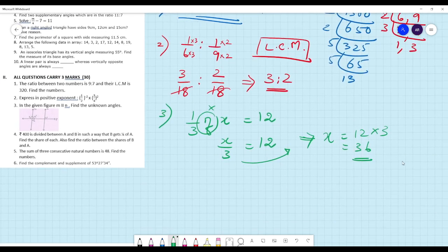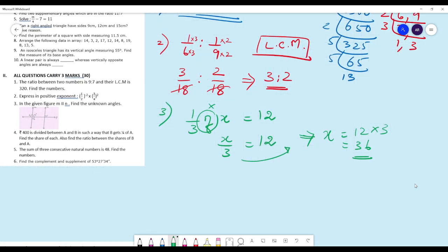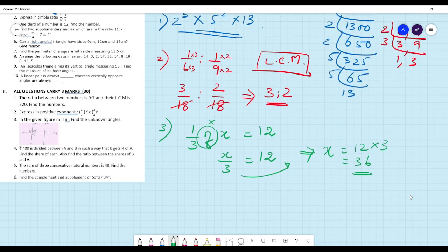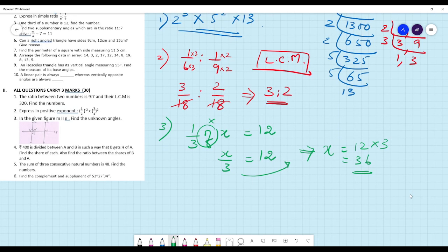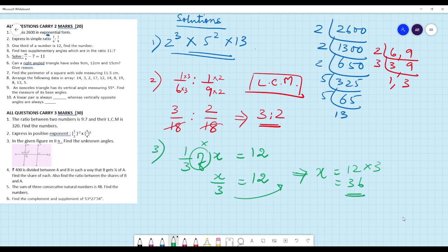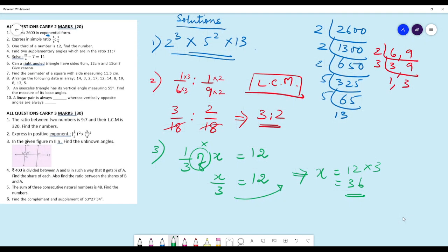And a lot of students, I find, lose marks because they do not pay sufficient attention to these small pointers, these small tips which are very important for you.